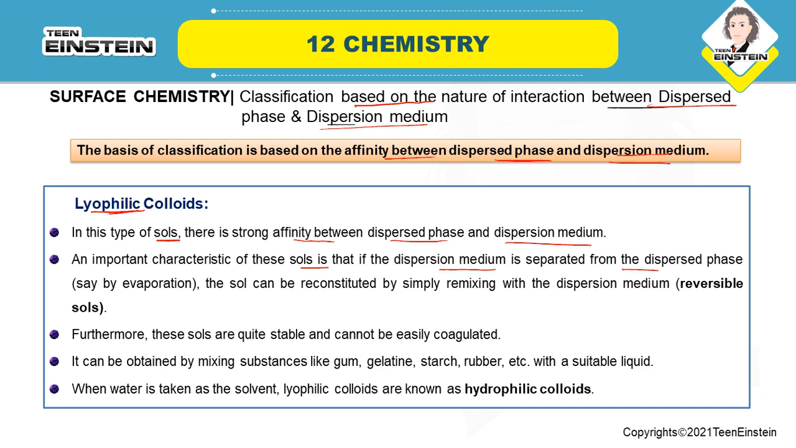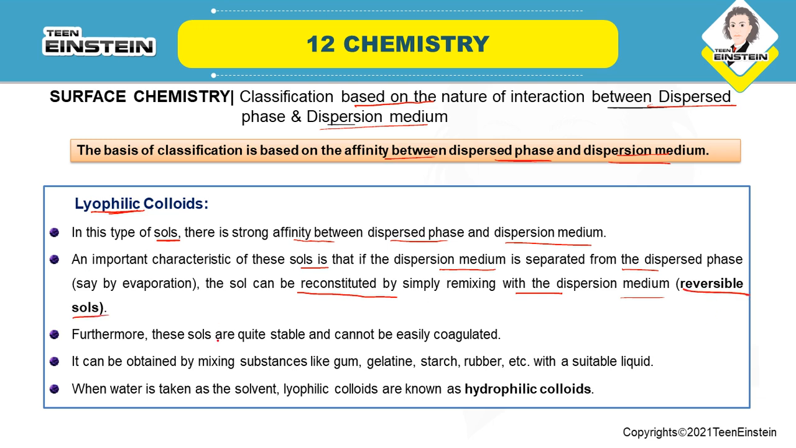Now if you again want to make that sol, you can reconstitute it by simply remixing the dispersion medium. So you have removed it by evaporation. Suppose it is water, so that is why we are calling it evaporation. But if you add again the same amount of water that you have evaporated, then again you will get back the original sol. So because of this type of property, it is also known as reversible sols.